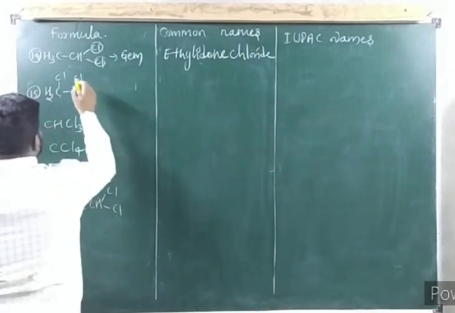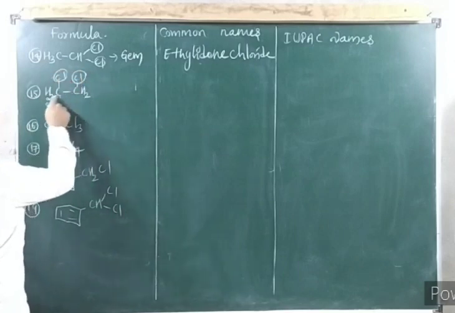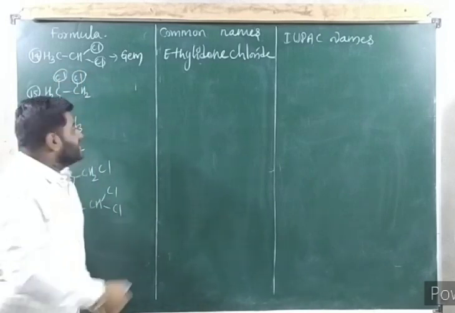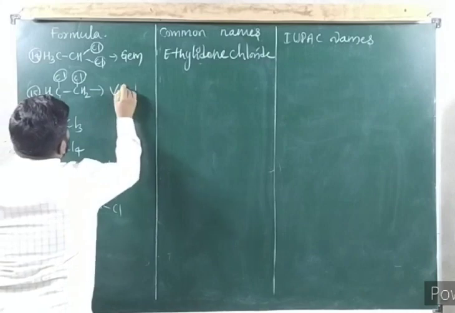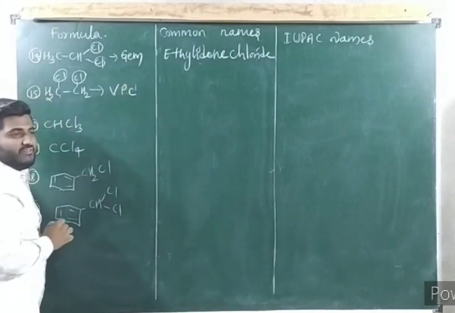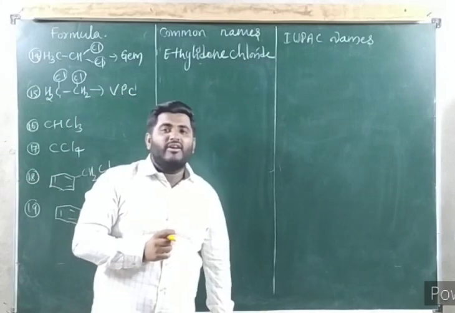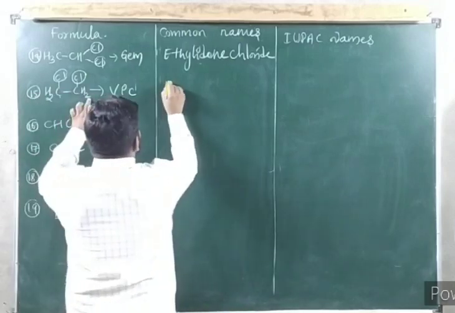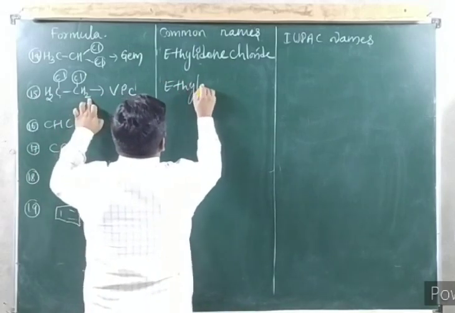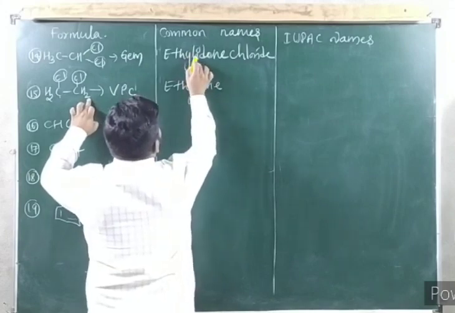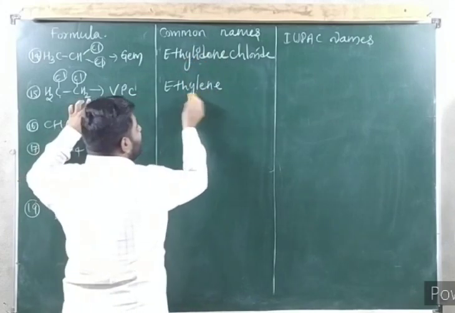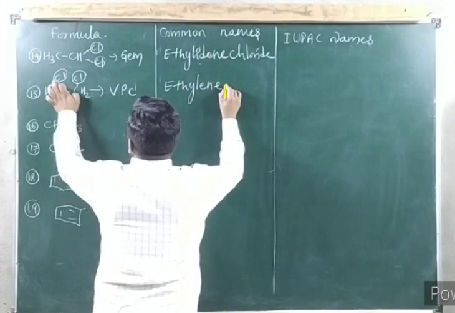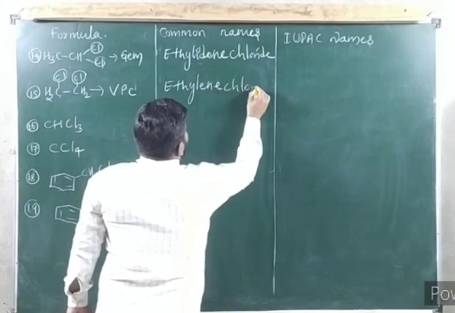Now here the halogen atoms are attached to adjacent carbons. Adjacent carbons means these are called vicinal dihalides. In vicinal dihalides, in the common system, we call them alkylene halides. So here there are 2 carbons, so it is ethylene: ethylene chloride. I hope you are getting it.